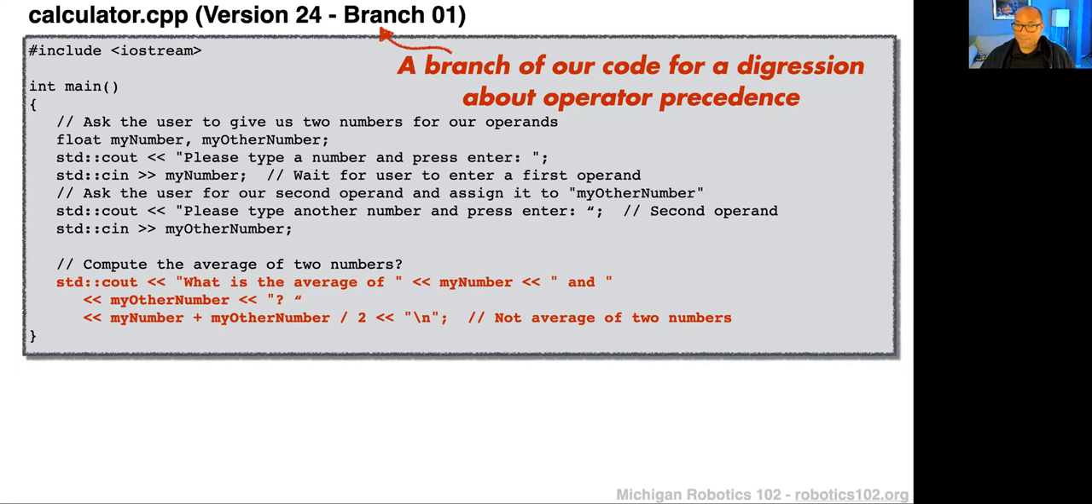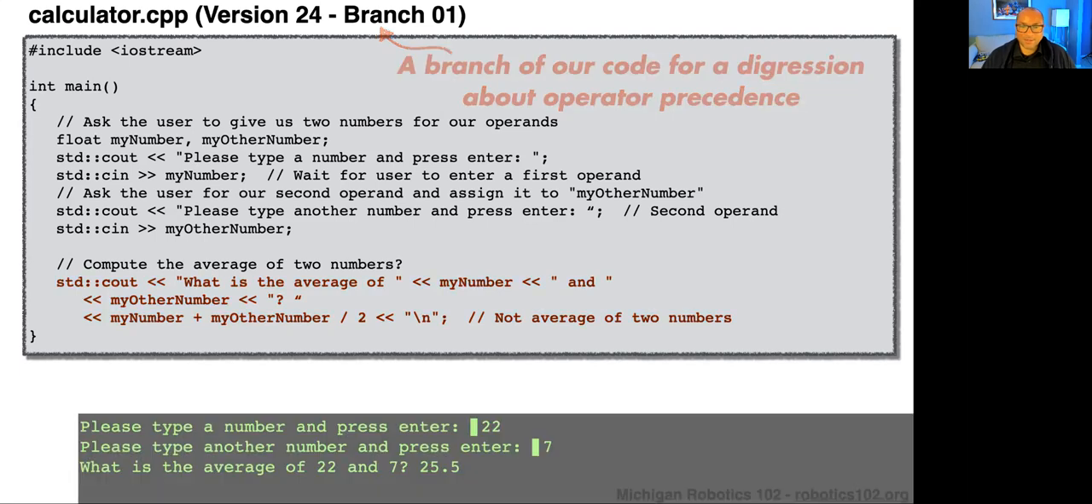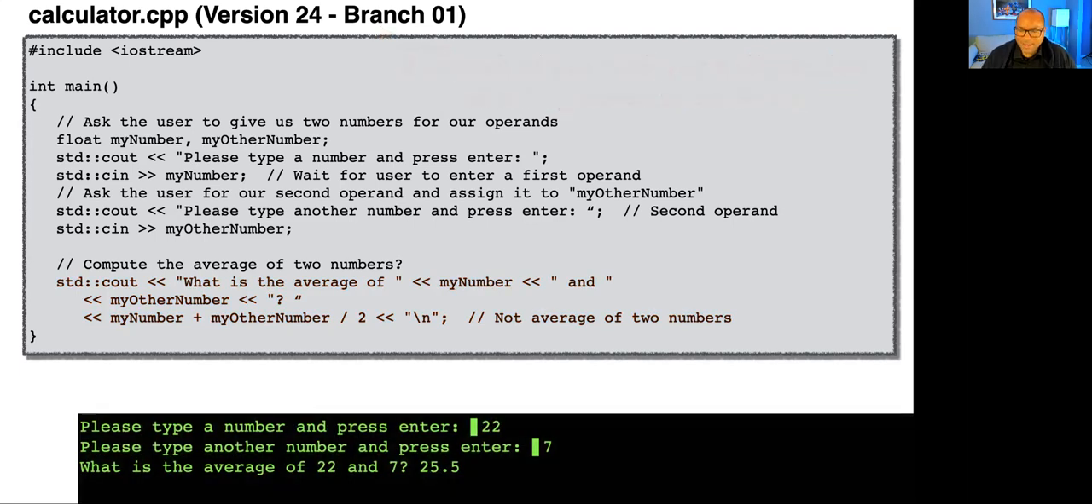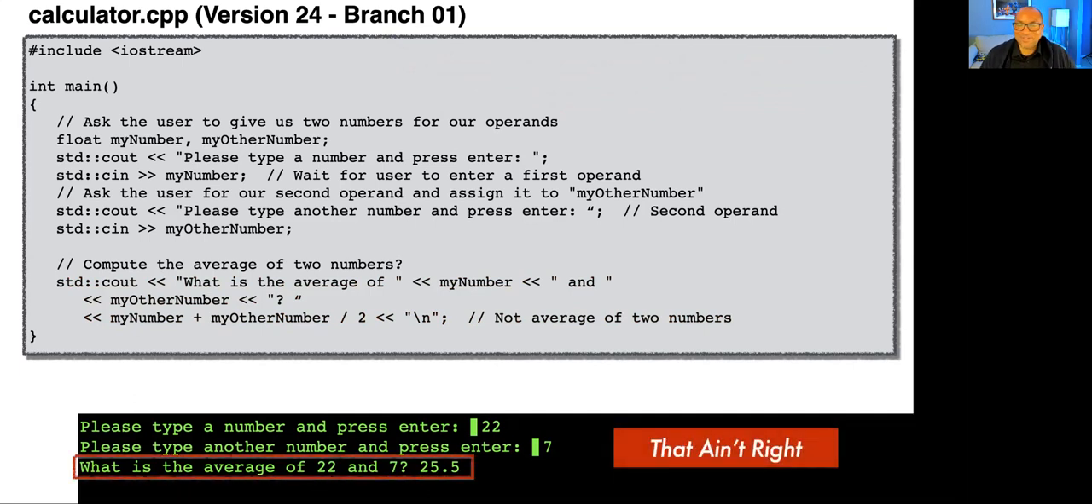What happens if I run that in my code? Well, if I do that, this is what I get. And the reality is that ain't right. If I just went down in pencil and paper and took the average of 22 and 7, I would not get 25.5. What went wrong here?